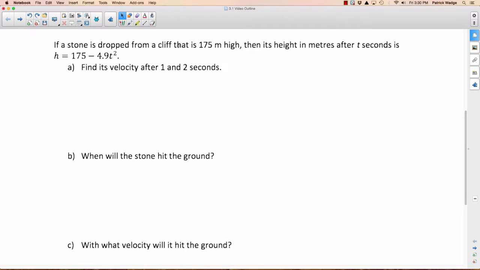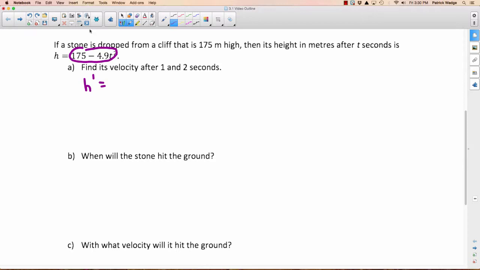A stone is dropped from a cliff. It's 175 meters high, and its height in meters after t seconds is h equals 175 minus 4.9 t squared. So this is your position function. What we want to do is find the velocity after 1 and 2 seconds. Remember, if we know the position, the way we get the velocity is we take the derivative, h prime. So let's get the derivative of this.